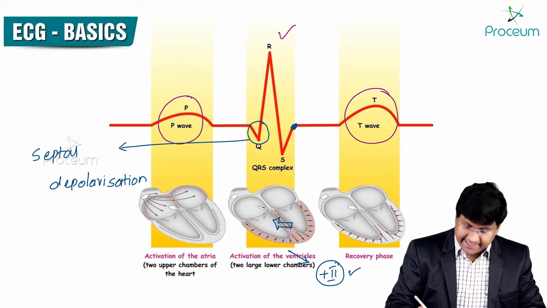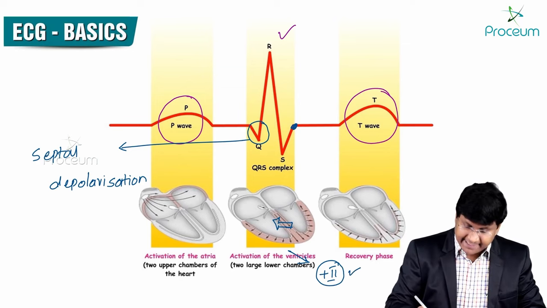And at the same time, we have totally 6 chest leads. You should know how to place and where to place those chest leads. That is a very, very important multiple choice question as well. Let me show you that. So this is how the chest leads are placed. First of all, you should understand why we are using 12 leads for measuring the electrical activity of the heart.